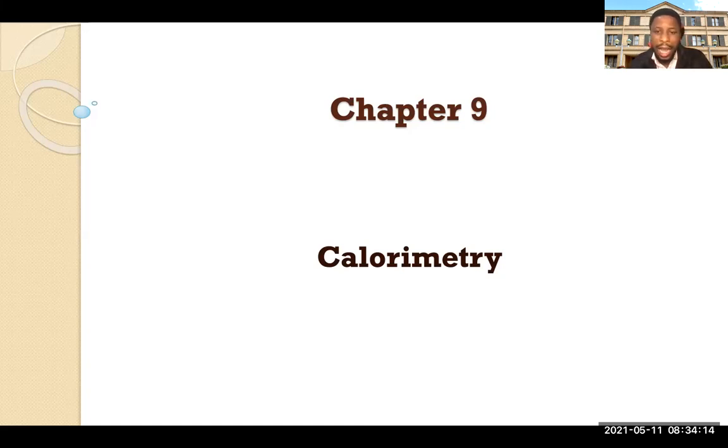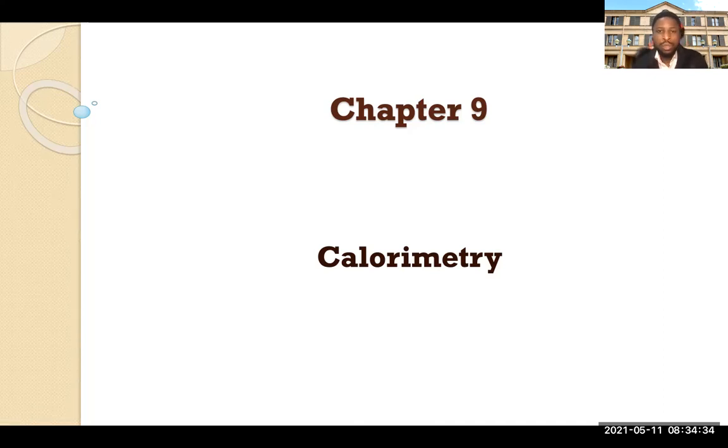This is calorimetry, from calorie. And when you hear calorie, the thing that should come to mind should be energy. Another thing that should come to mind should be heat. So those are two words that should come to mind when you hear the word calorie or calorimetry.